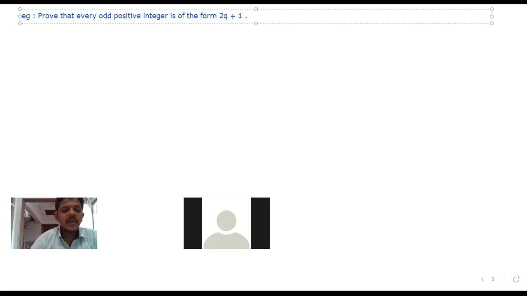Now 2q plus 1 means what is the value of b? 2. If I had said 4q plus 1, then b would be 4. If I would say 5m plus 3, then b would be 5. So here b is 2. If b is 2, what would be r? 0 and 1. Now they are asking us to prove that every odd positive integer is of the form 2q plus 1.